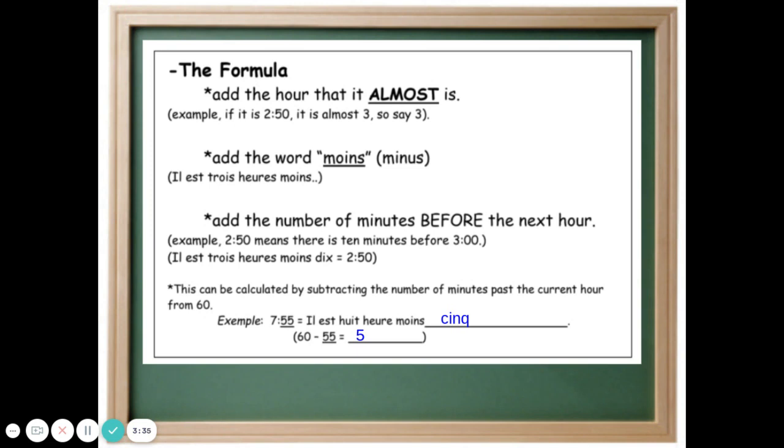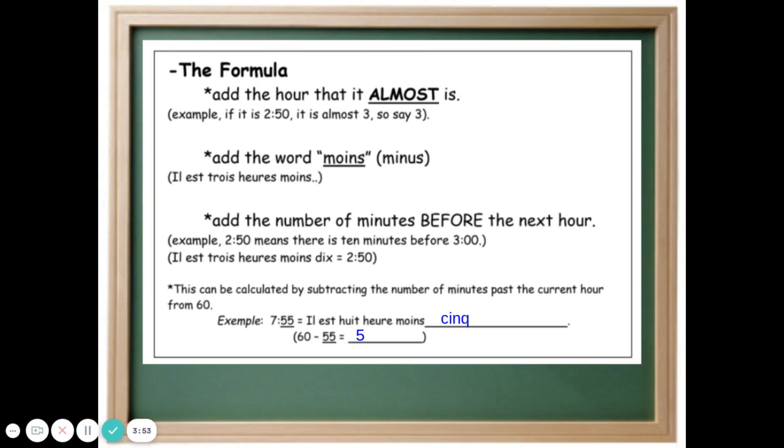You have to add the word moins. It means minus. It's kind of like doing a math problem. You're going to say 3 hours minus so many minutes. You have to have that word. If you don't have that word, the time is the time on the other side of the clock.